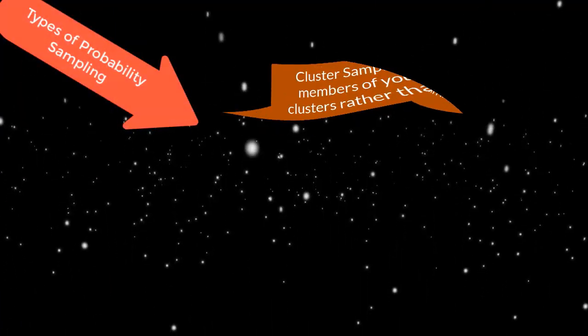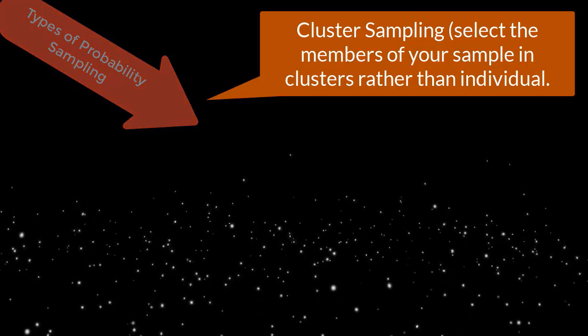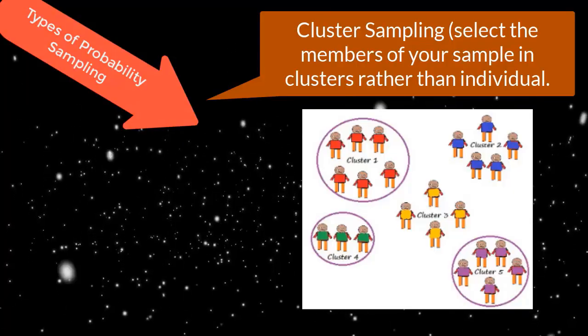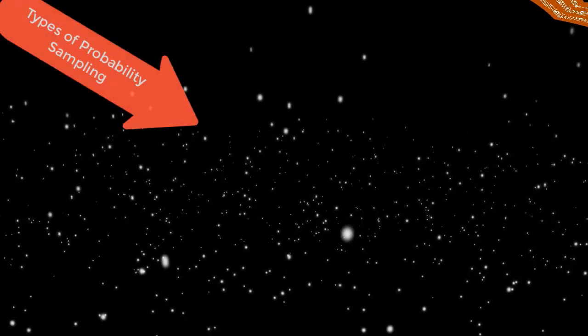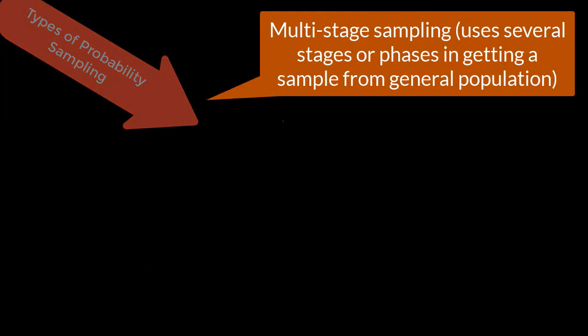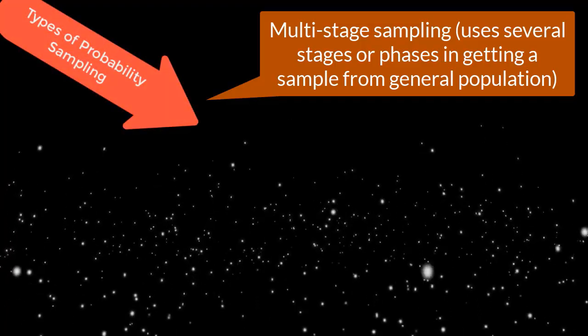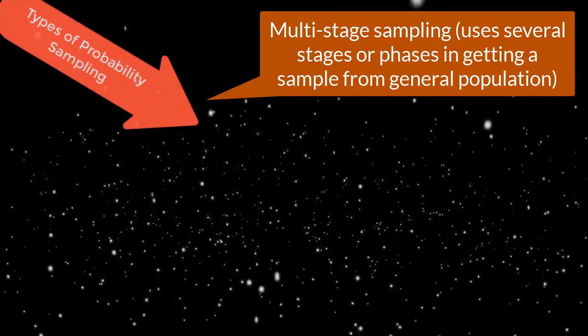Cluster sampling. Cluster sampling occurs when you select the members of your sample in clusters rather than use separate individuals. It is a sampling strategy in which groups, not individuals, are randomly selected. Last, the multi-stage sampling. This technique uses several stages or phases in getting the sample from the general population. However, the selection of the sample is still done at random.